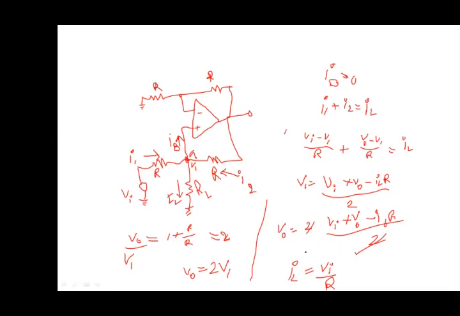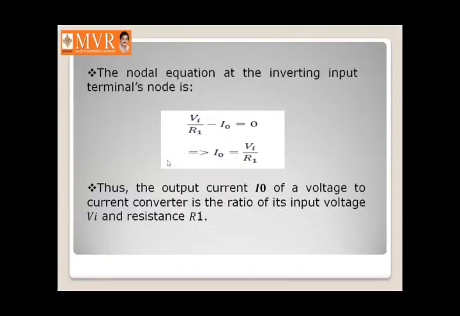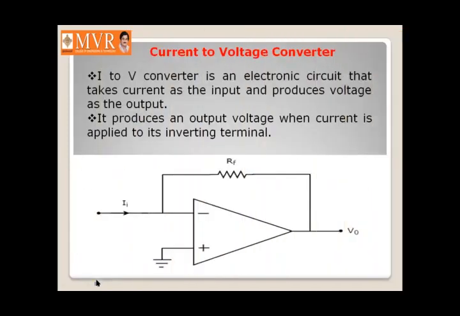Okay, this is about the transconductance amplifier, which is the V2I converter. Now we are going to discuss the transresistance amplifier, that is the I2V converter. So how is the input current going to be converted? In this current to voltage converter, the input current changes will be converted into the output voltage changes.